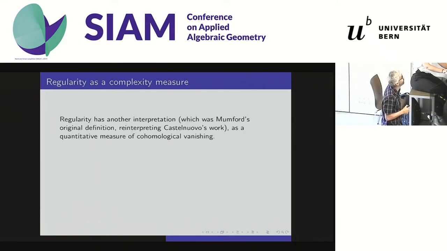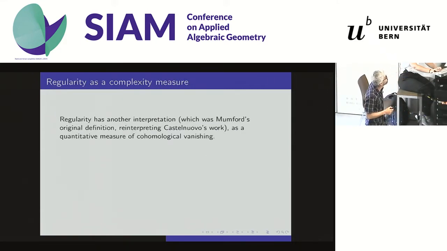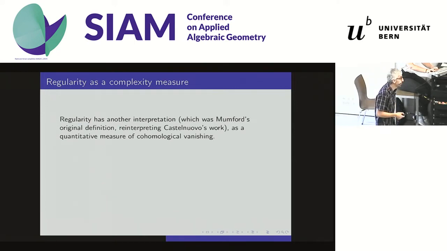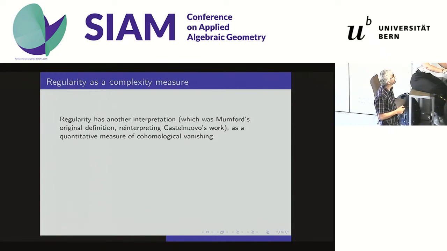So regularity has another interpretation, which was Mumford's original definition, reinterpreting Castelnuovo's work cohomologically, as a quantitative measure of cohomological vanishing. For those that know a little bit more, it is a kind of quantitative version of the Serre vanishing theorem. This is what regularity does. There is no time during this talk to really explain what this means, but let me focus on a specific example of what this interpretation says in the case of points.